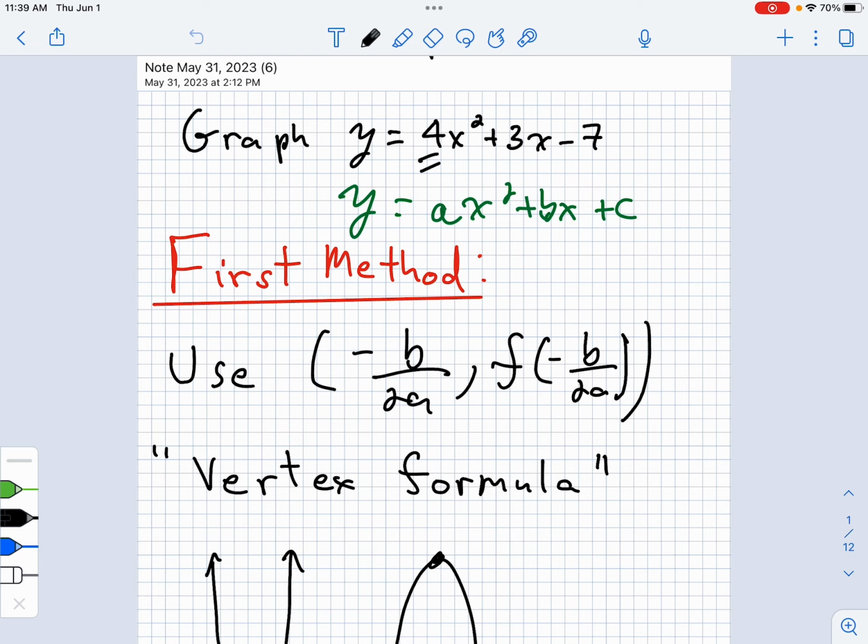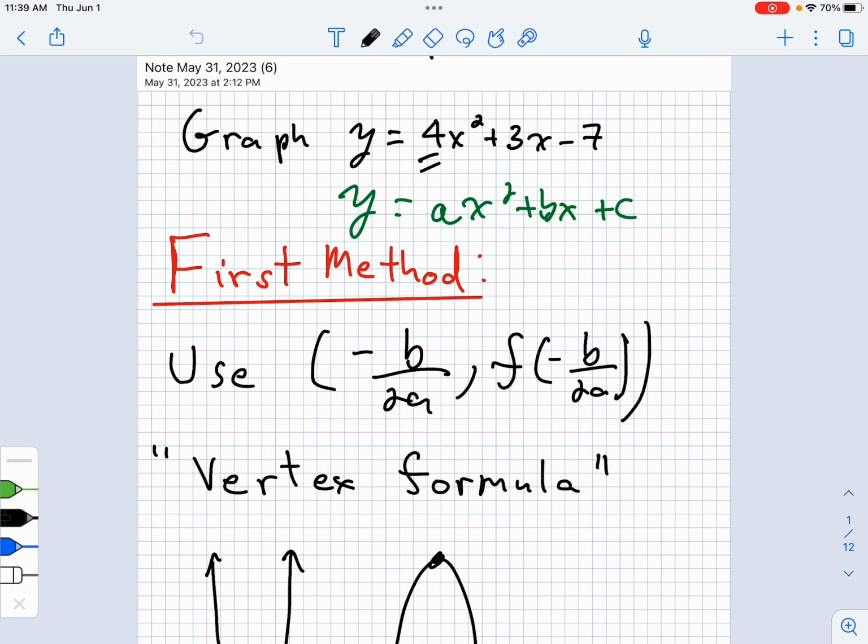A, b, and there's also another letter c, refer to the coefficients of x squared, x, and the constant. So the general formula for a parabola is y equals ax squared plus bx plus c. A is the coefficient of x squared, b is the coefficient of x, and c is the constant. Okay, so that's what we're referring to when talking about a, b, and c.